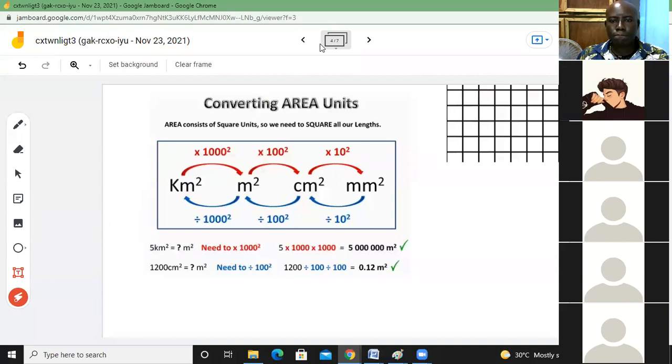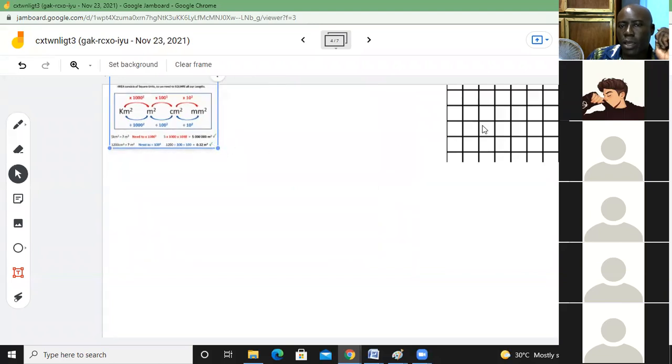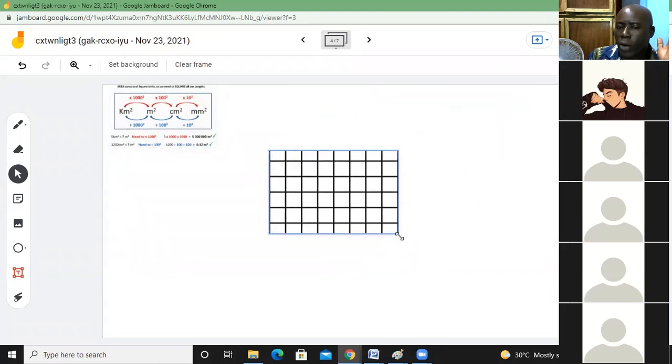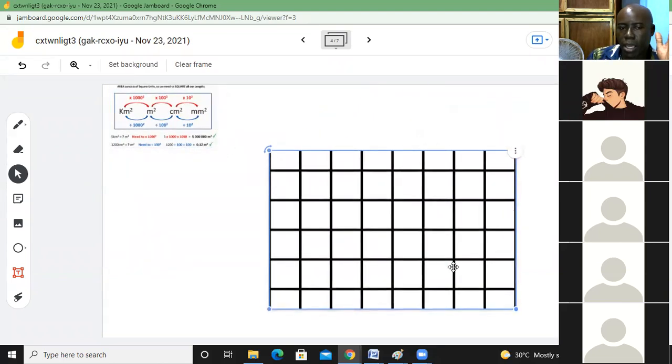Sir, I was asking if a rectangle and a square could be an example of area. If a rectangle and a square could do what for us? Could be an example of an area. All right. Sometimes I really want to have clarity in terms of the question, so I don't want to assume. I really want to know what you're asking.